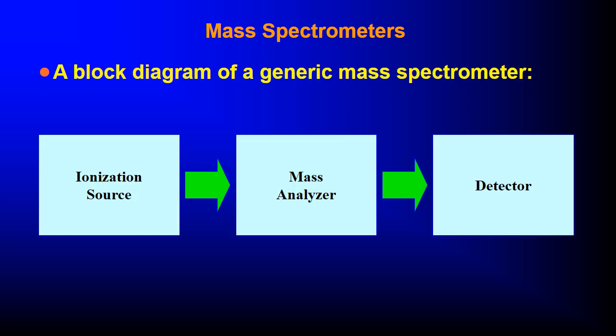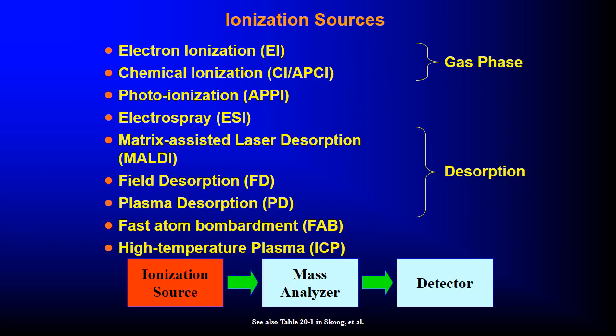So we can look at the design. We just have an ionization source, then we have a mass analyzer, and then a detector. Very simple. Ionization sources are different and there are very many. If we need gas phase, we have electron ionization, the most common one. Chemical ionization, we have photo ionization.